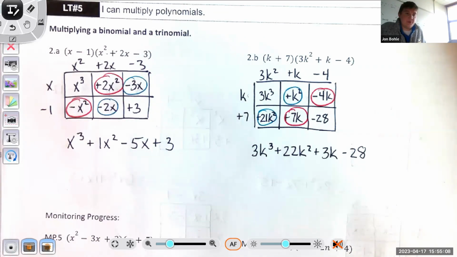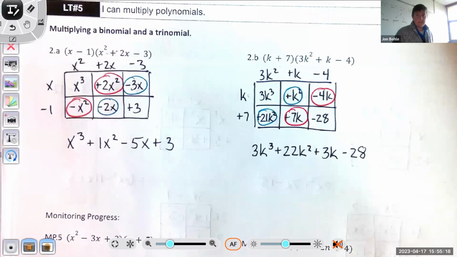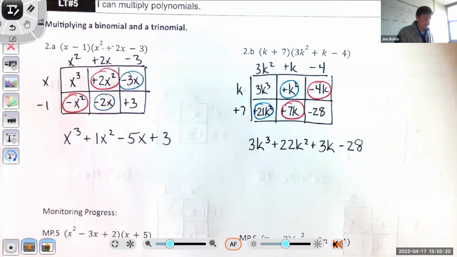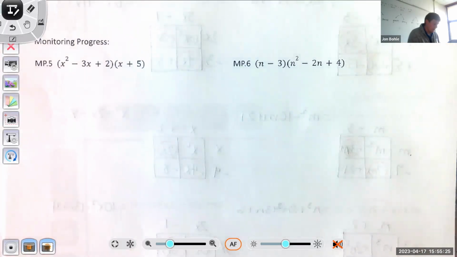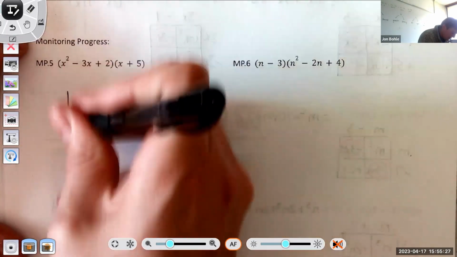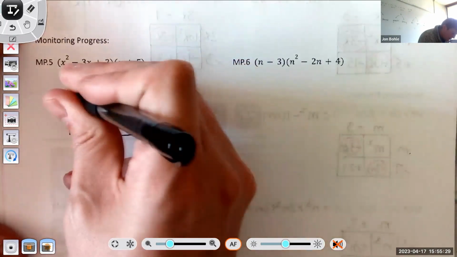Okay, as normal, pause the video, take a second to work on monitoring progress 5 and 6, and check it. Unpause the video and check it with me when you're done. So I'm assuming that you've already taken the time to do that. Let's go ahead and check our answers here. Okay, a trinomial times a binomial, I'm going to set that up with the box method here.